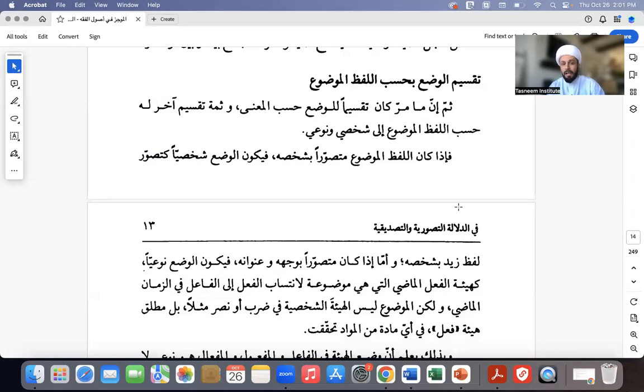ثم إنما مر كان تقسيما للوضع حسب المعنى. The designation that we spoke about. So above, we classified designation from the perspective of the word's meaning, the ma'na. وثم تقسيم آخر له حسب اللفظ الموضوع إلى شخصي ونوعي. We can also classify designation according to whether the word being designated is individual, if it's shakhsi, or it is نوعي, or it is categorical.